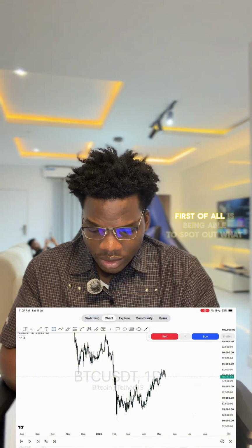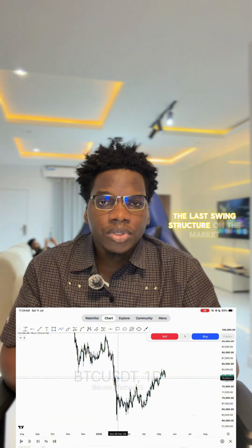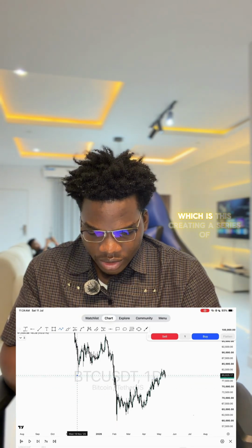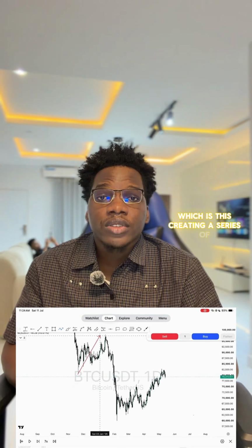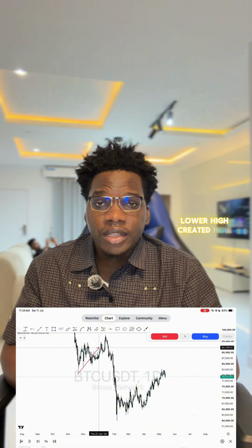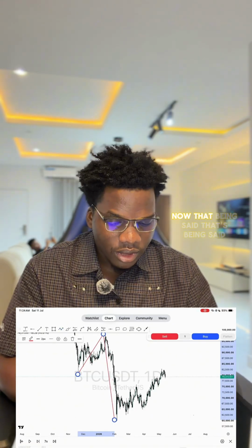First of all, is being able to spot out my swing structure, the last swing structure on the market. And here you can see the last structure on the market, which is this, creating a series of the previous lower lows, and you have a lower high created here, and price gave you a major BOS to the downside.